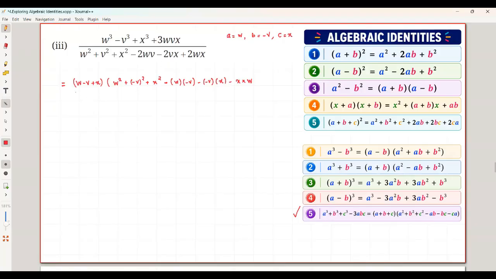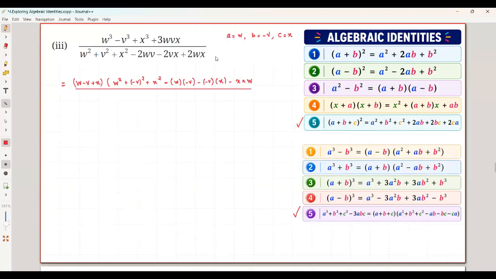Now for the denominator, here also a minus is coming. This is related to the square identity: a square plus b square plus c square, the fifth identity. Here plus 2ab is there, so here minus is coming. So we have to identify which one is going to take the minus value. This is the form of a square plus b square plus c square plus 2ab plus 2bc plus 2ca. From this, I have to find out what a, b, c are. Then our answer is over.